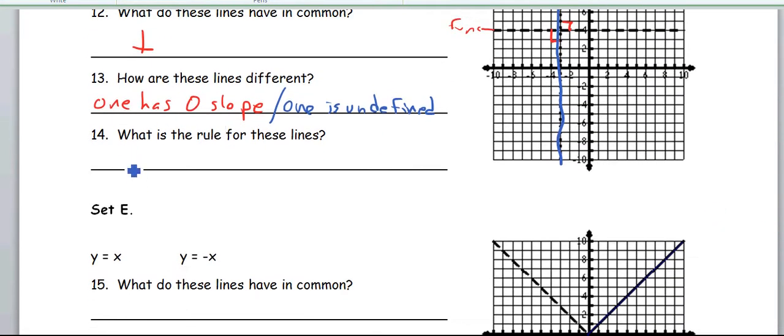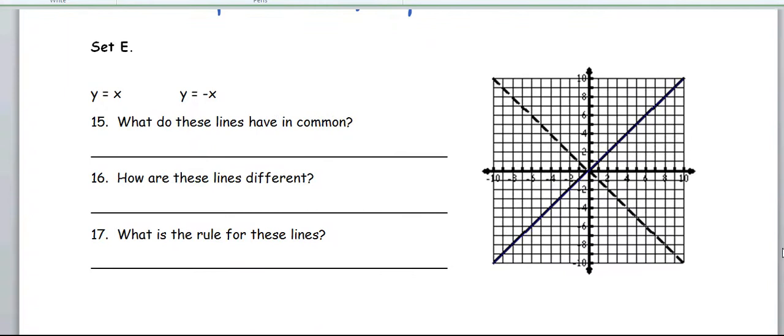What is the rule for these lines? Well, undefined slopes are perpendicular to 0 slopes. That little slash just lets you know that's a 0 and not an O.